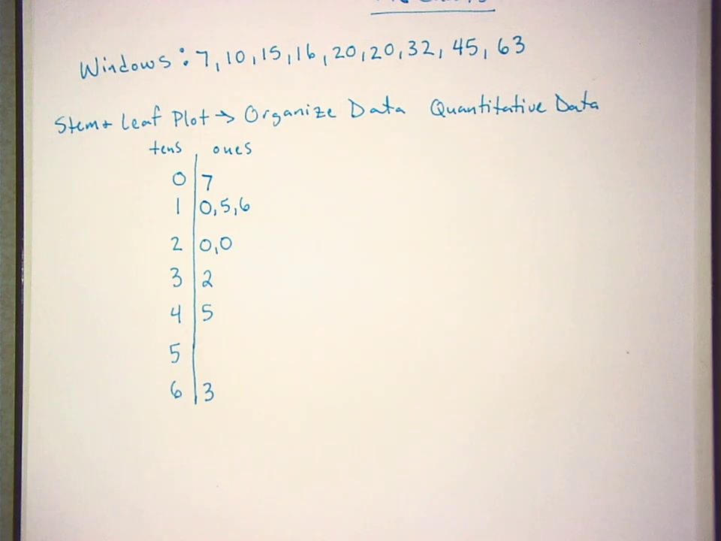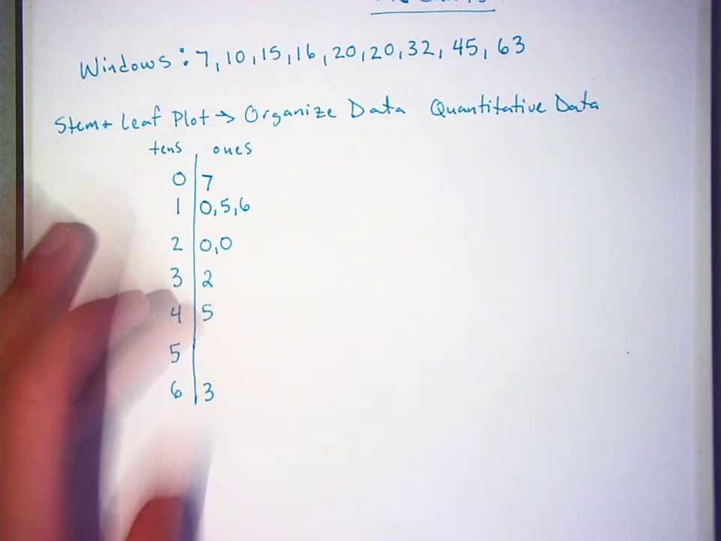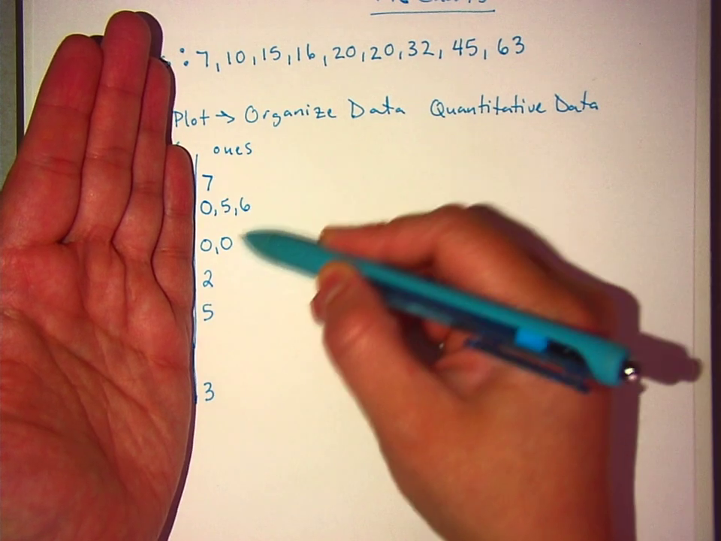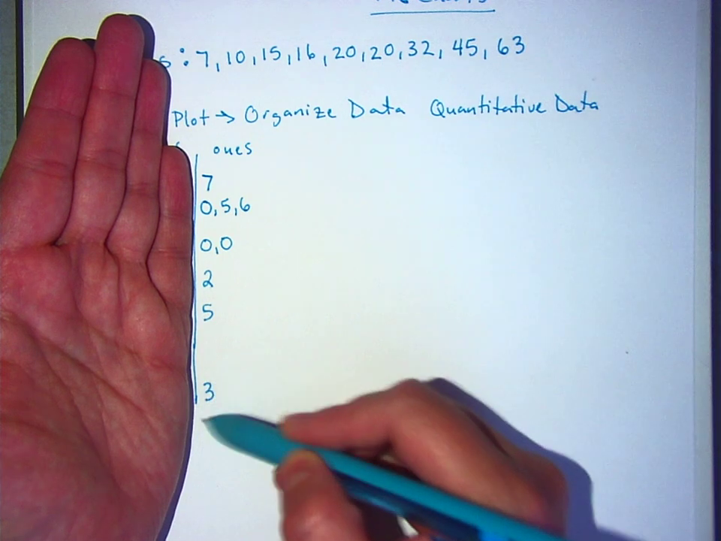Do you see how you can just glance at this and visually see where most of our data is? It's really on this side, right? Our data's on this side. It's kind of lumped in right here. We got one outlier down here.